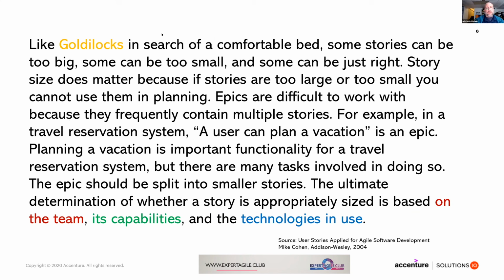in search of a comfortable bed, some stories can be too big, some can be too small, and some can be just right. Story size does matter, because if stories are too large or too small, you cannot use them in planning. Epics, or big stories, are difficult to work with because they frequently contain multiple stories. For example, in a travel reservation system, a user can plan a vacation is an epic. Planning a vacation is important functionality for a travel reservation system, but there are many tasks involved in doing so. The epic should be split into smaller stories.